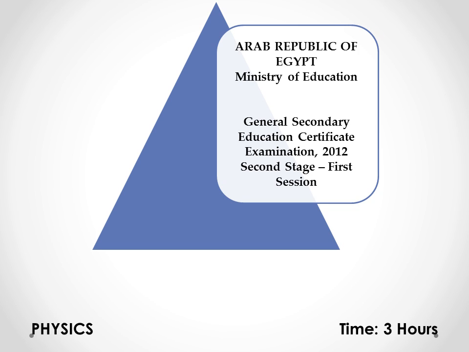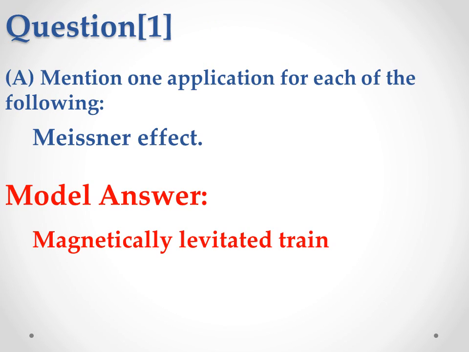Arab Republic of Egypt, Ministry of Education. General Secondary Education Certificate Examination, 2012, Second Stage, First Session. Physics, 3 hours. Question 1. 8. Mention one application for each of the following. Meissner effect. Model answer: magnetically levitated train.